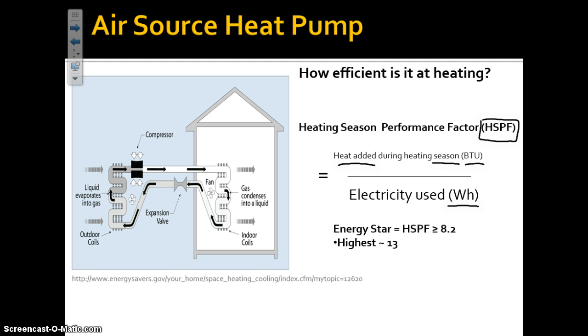So the Energy Star rating for HSPF is actually a little bit lower. In the U.S. in general, in the mid latitudes toward the northern parts of the country, it gets pretty cold. So it turns out it's not as efficient at heating in general. And so the highest is around 13. I've seen them a little higher than that. Okay, so HSPF is how much heat is added during the season, divided by the electricity used in watt hours.